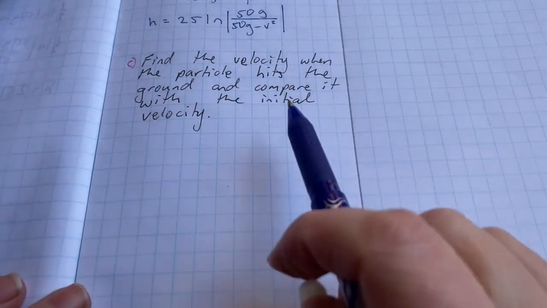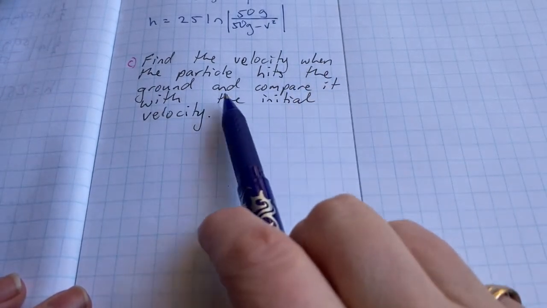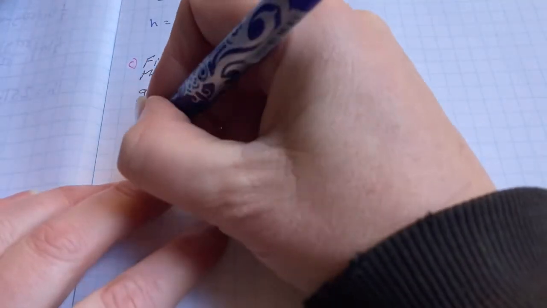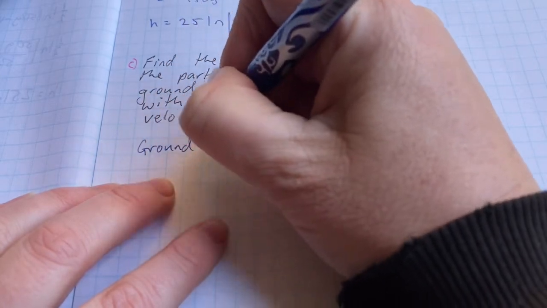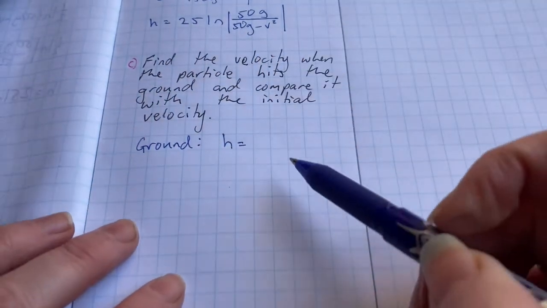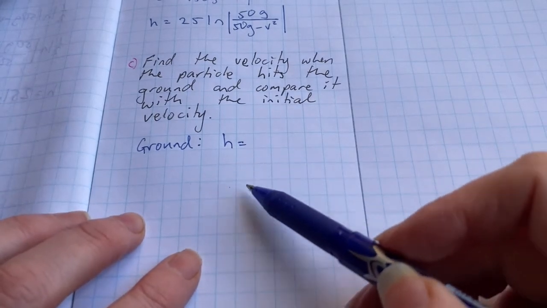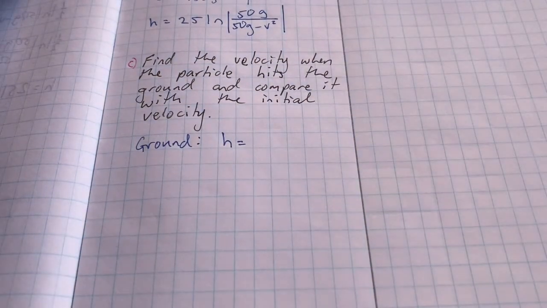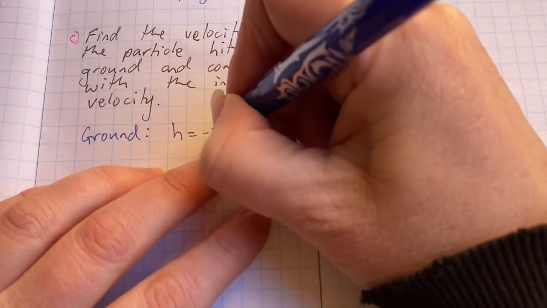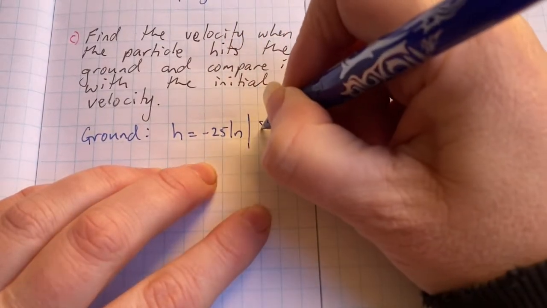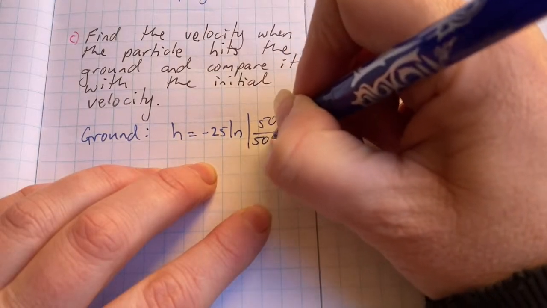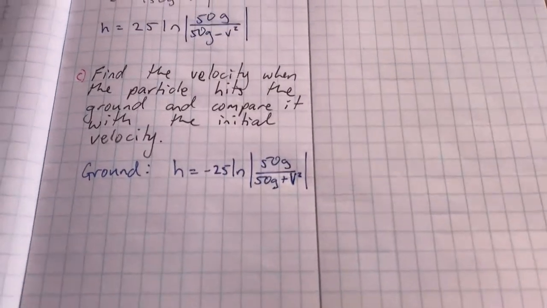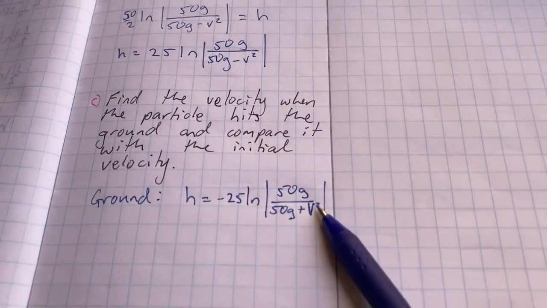In part C, we're asked to find the velocity when the particle hits the ground and compare it with the initial velocity. So what we know is that the height of the ground, in this case, because remember we started at 0 at the top, is actually going to be equal to the maximum height it reached earlier. And remember that was equal to -25 log 50g over 50g plus V squared. That's capital V squared. So what we actually want to know then is, when is this height going to be equal to that?